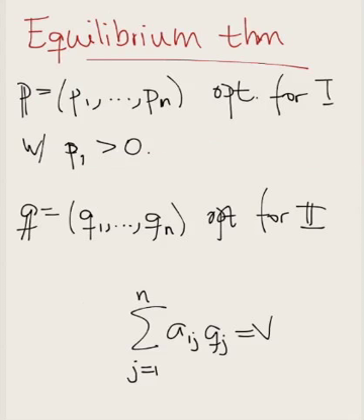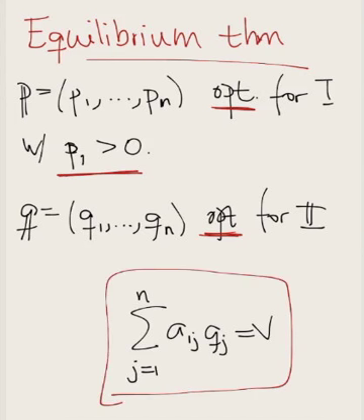The main theorem in this chapter is the so-called equilibrium theorem. Now the setup here is as follows. We have an optimal strategy p for player number 1 with the property that the first coordinate is positive. So there's a positive likelihood that this player is going to choose the first row in the matrix. Then we have some optimal strategy q for player number 2 with no conditions. Then this equation holds. What does this equation really say?